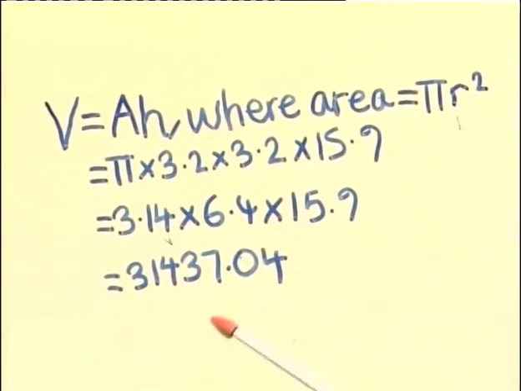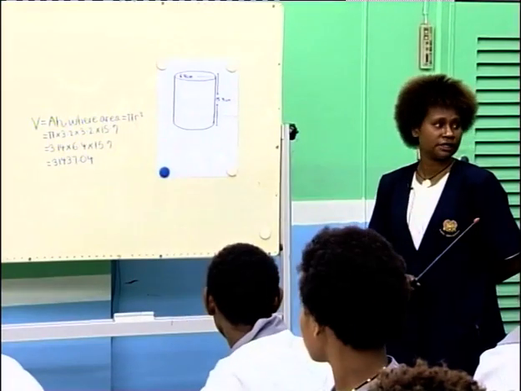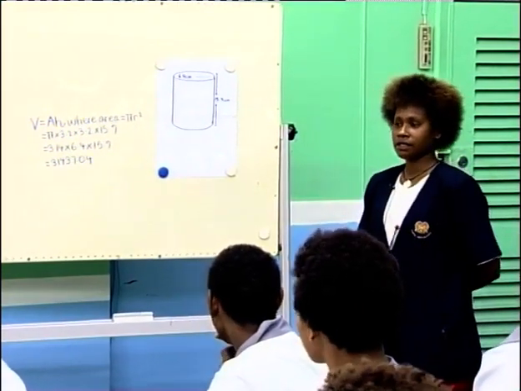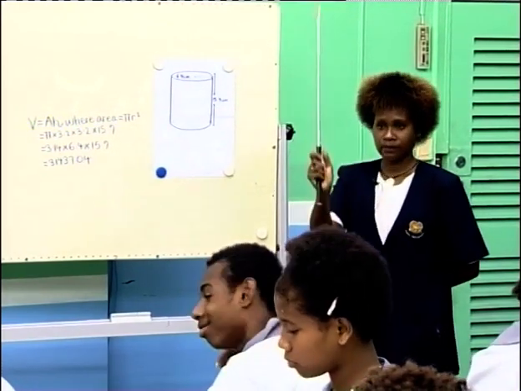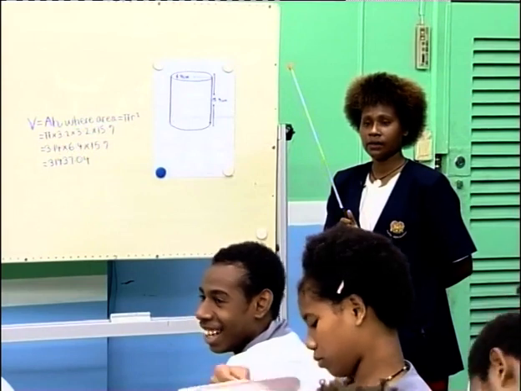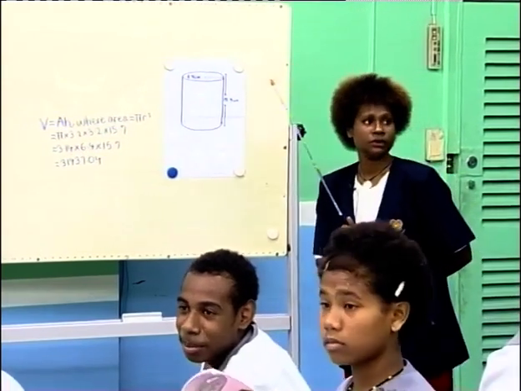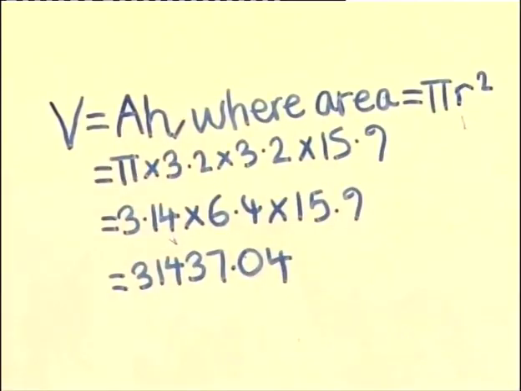Anything wrong with this working out? Yes? Who can tell us? Shall we make correction together on the board? Who's going to tell us the mistake that is shown from this working out? Loud and clear? Cubic centimeter. Cubic centimeter is missing, the unit. Okay, that's one. What's the other one?